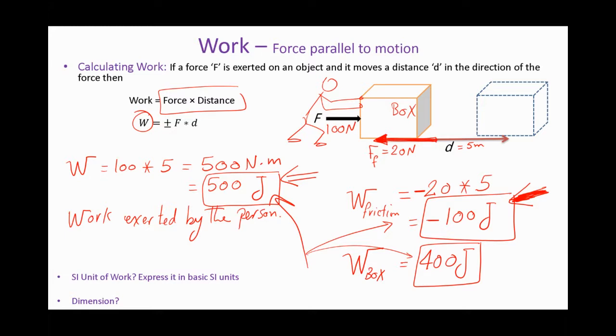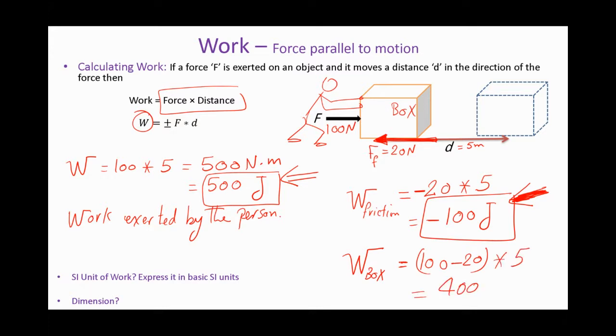Okay? But if there is no friction, the total work will be given to the box. One might say, I can calculate the work on the box as follows. I have two forces, 100 to the right and 20 to the left. So I will say 100 minus 20, times the distance, which is 5. It gives you 400 joule. That's totally right. Excellent.